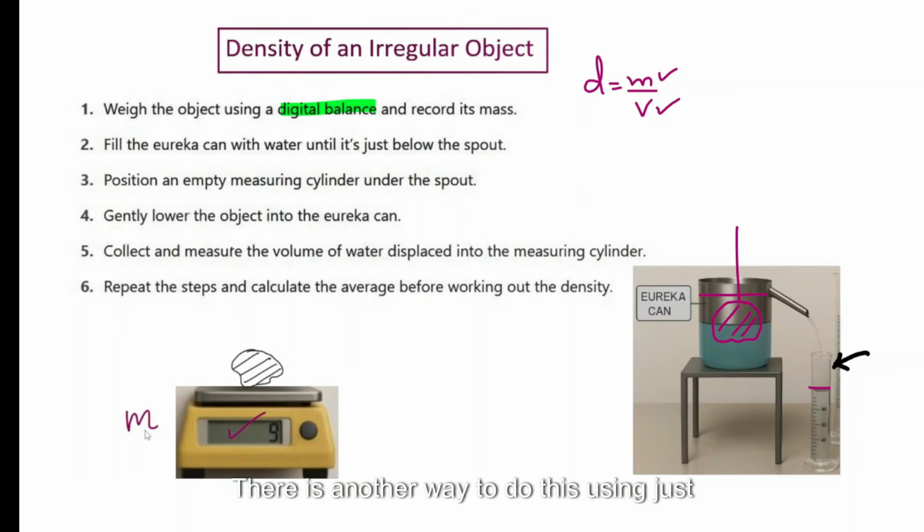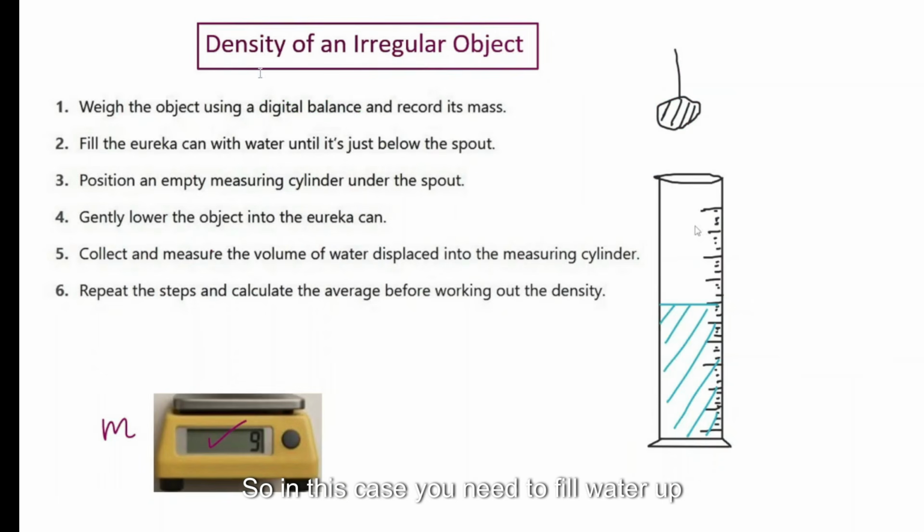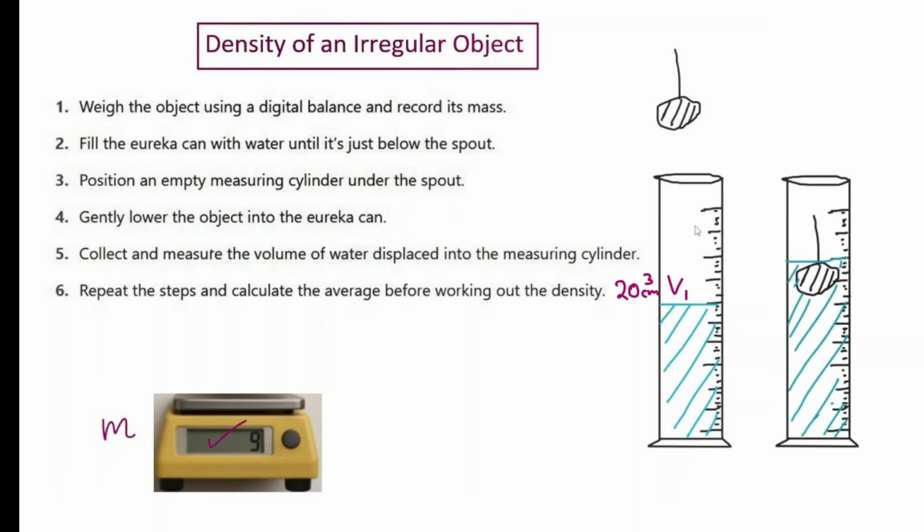There is another way to do this using just a measuring cylinder. So in this case, you need to fill water up to a known level, say V1. Let's assume this is 20 cubic centimeters. Then like before, you need to tie this irregularly shaped object to a string and slowly lower it into the measuring cylinder until it is completely submerged. The water level will go up. Now, the new volume is V2. Let's say this is 30 cubic centimeters. So obviously, the volume of the object must be the difference between V2 and V1, which is 10 cubic centimeters.